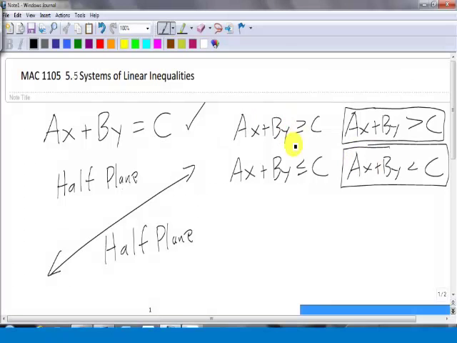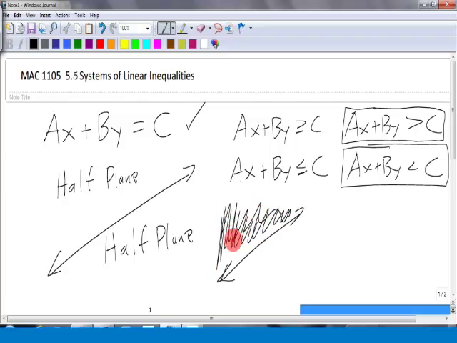Now, the way we'll distinguish our lines, if we have the or equal to bar, basically the points on the line itself satisfy the inequality since they satisfy the equation. So we would draw a solid line and then shade everything on one half of the line.